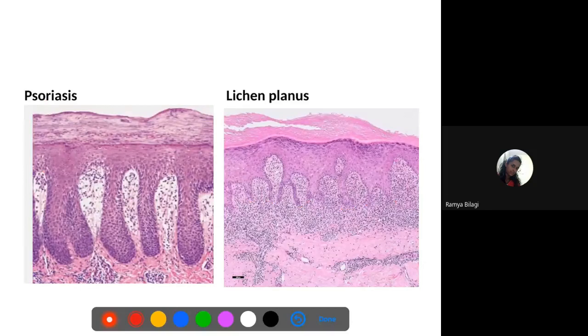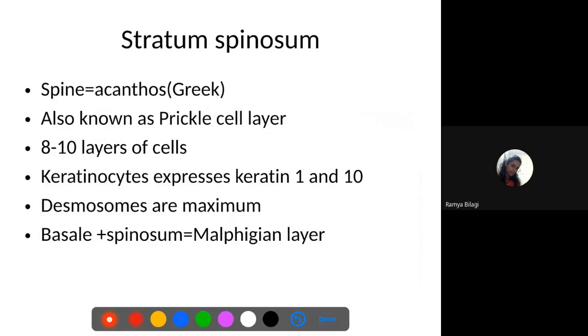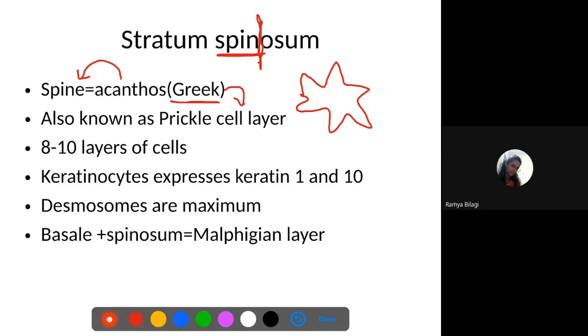So next we shall move to the second layer, that is stratum spinosum. What does the name suggest? Spine. Split the name. There is something called spinosum. This is a Greek word, acanthos, and acanthos means spine. The cells of this layer have multiple spines. Hence, it is also called prickle cell layer. It pricks because it has spines.